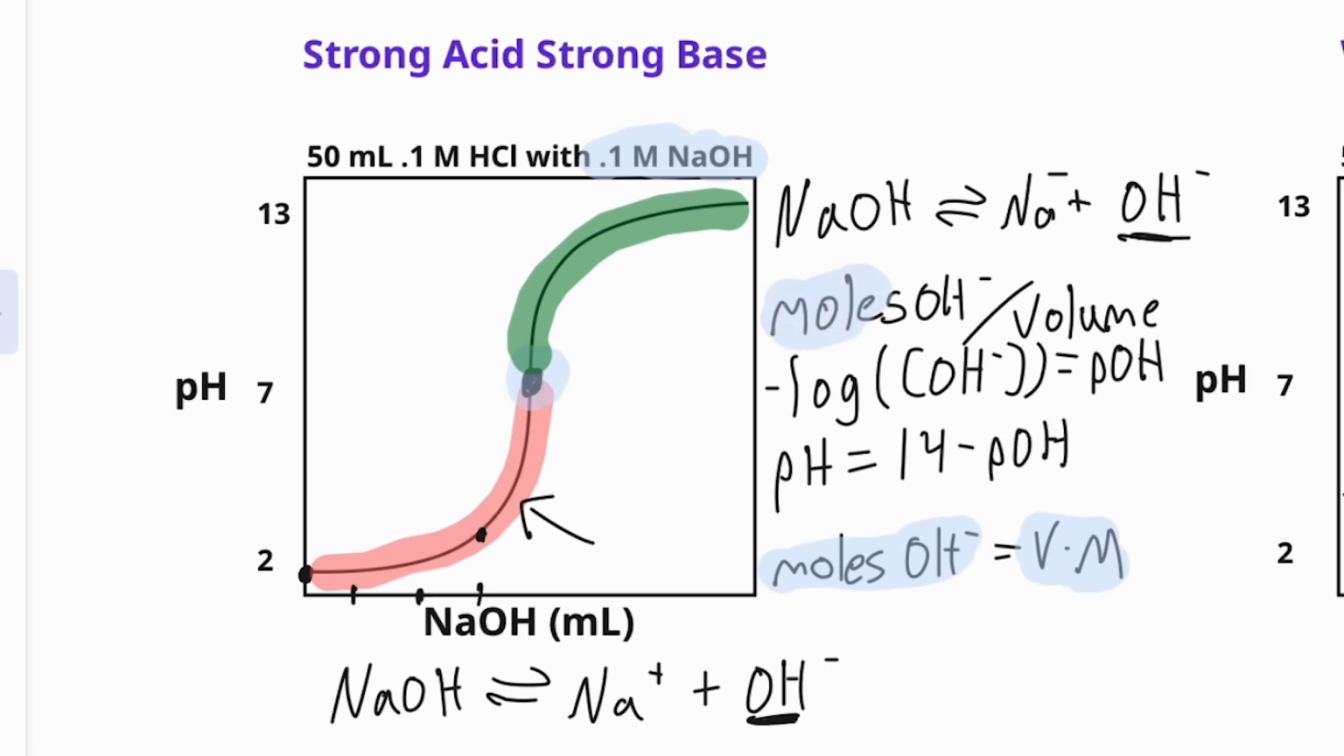When you're finding the number of moles of OH minus added, you're using the same equation that we've been talking about, but the volume that you're using is only the volume that's been added after the equivalence point, because all of the OH minus added up until the equivalence point has been completely reacted.